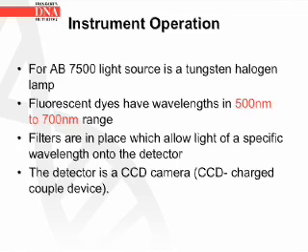For the AB7500, the light source is a tungsten halogen lamp. The fluorescent dyes used have wavelengths in the 500 nanometer to 700 nanometer range. There are filters in place, and these allow the light of a specific wavelength onto the detector. And the detector is a CCD camera. CCD stands for Charged Coupled Device.